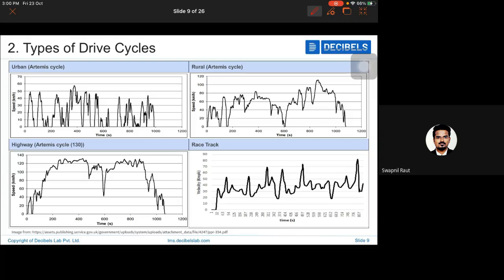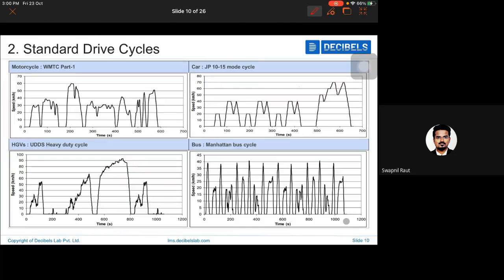If you see here, this is an urban drive cycle, which is mentioned here. This is a rural drive cycle. This is a highway drive cycle, and this is a racetrack drive cycle. Each of them exhibits its own characteristics, and each has its own values of energy consumption for the same vehicle and the same driver, under different driving conditions. That's what we study in powertrain simulations, where it gives us a very intuitive understanding of how the powertrain energy consumption will happen.